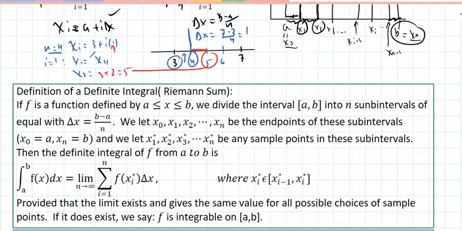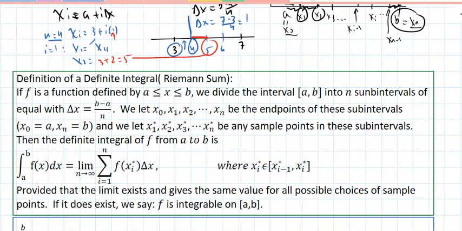So to sum up what we talked about, the definition of a definite integral, this is also known as the Riemann sum. If f is a function defined between x equal a and b, we already did that, we divide that interval into n subintervals of equal length. We did that already. We let a and b be the endpoints of these subintervals. And let, this is the new deal, x sub 1 star, x sub 2 star, x sub 3 star, x sub n star be any sample point in those subintervals.